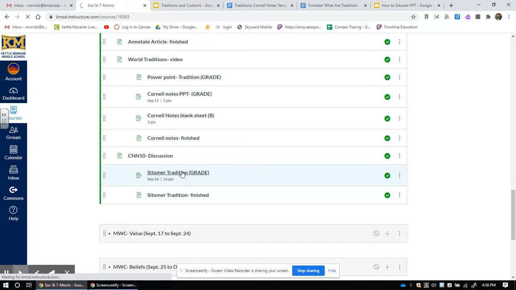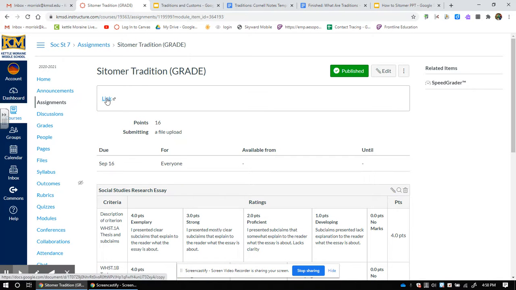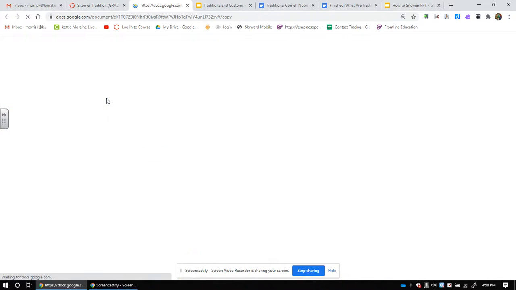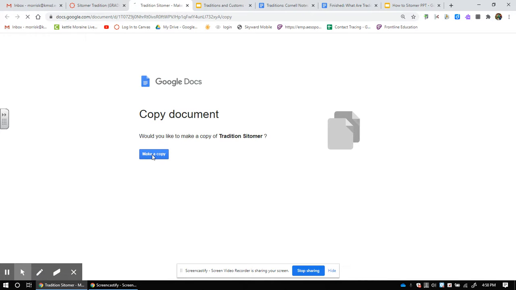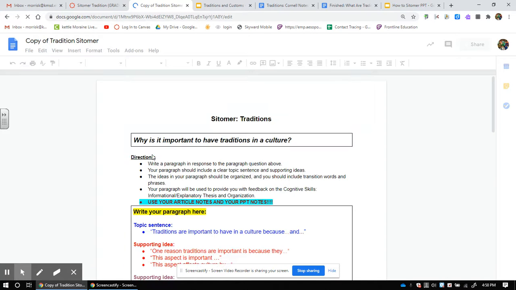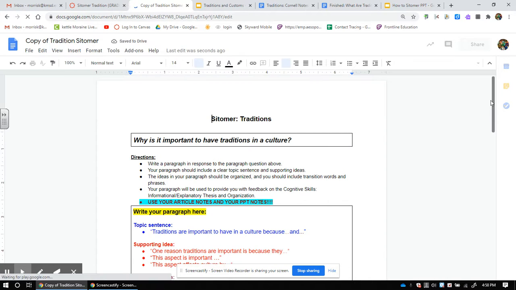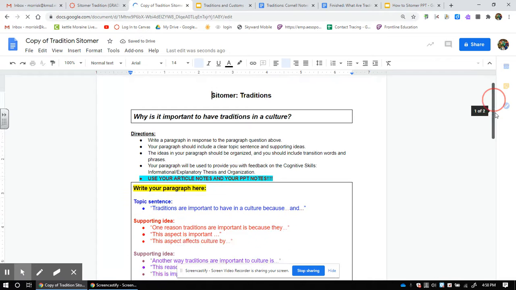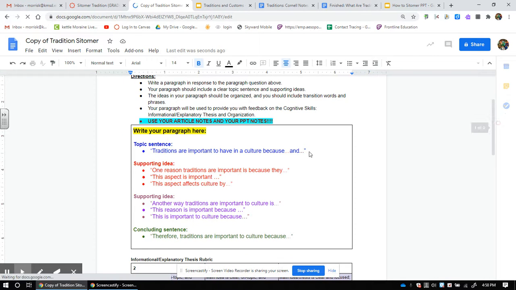So I'm going to click and open this up. When I click and open this up, I'm going to get to this link, and I'm going to make a copy, and then I am going to write a short writing response. Now this is what it looks like. You got blue, red, purple, and green. What does all this mean?